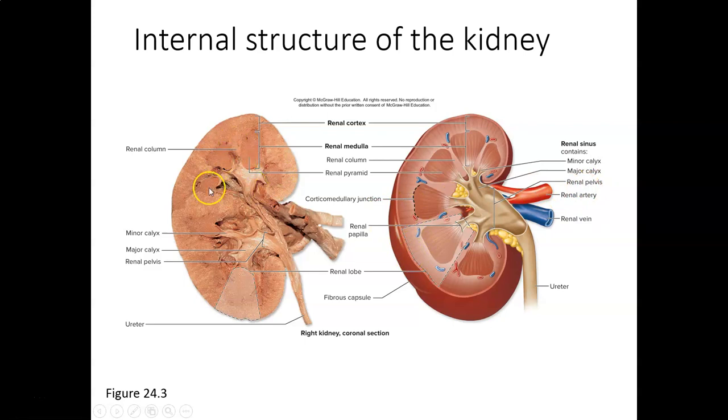If we look at the dissected side, you see the renal pyramid here, the renal column, and the apex of the renal pyramid, that's the papilla. And the papilla is right next to, and drains into, the minor calyx, and then the minor calyces merge into the major calyx. Several minor ones drain into one major calyx, and then it goes into the renal pelvis. Then the urine is going to flow out into the ureter.